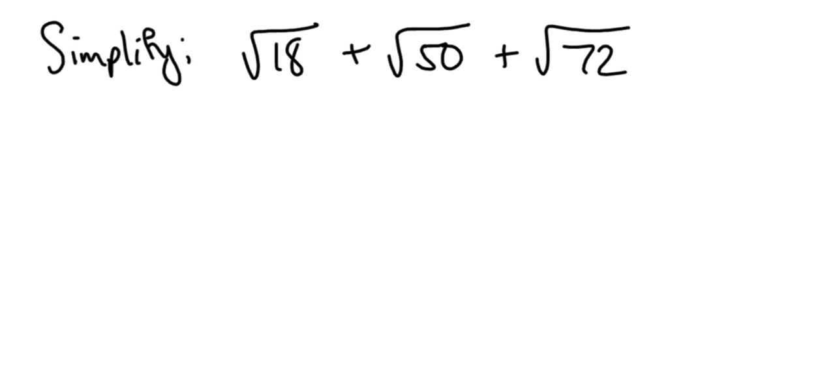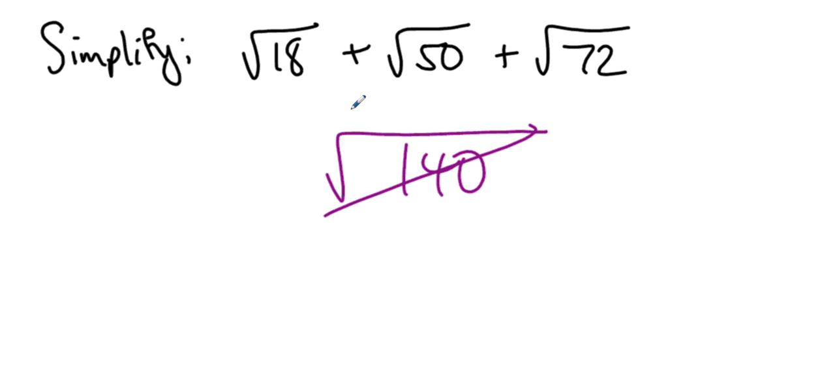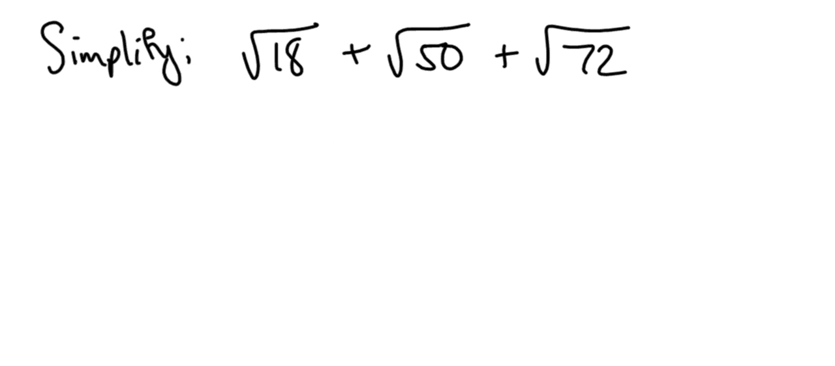Now, you would think that we just add them up. 72 and 18 is 90. That's 140. But no, that's not how things work. Because we can only add radicals when the radicands are the same. And that's not the case here. We've got an 18 and a 50 and a 72. They're totally different. So instead, we simplify the radicals.